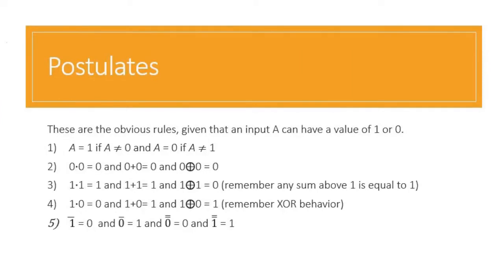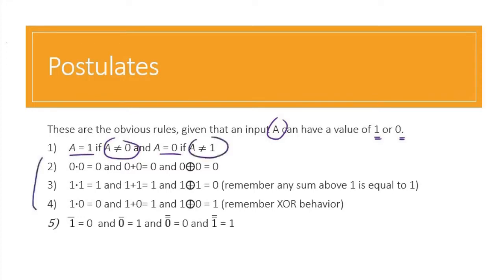The postulates are the most intuitive ones. These are the ones that we looked at with our truth tables. So if we have an input A, we know that that can have a value of 1 or 0. That's the only option we've got in the Boolean world: true, false, on, or off. So some are particularly intuitive. If A is equal to 1, it's not equal to 0. And if it's equal to 0, it's not equal to 1.